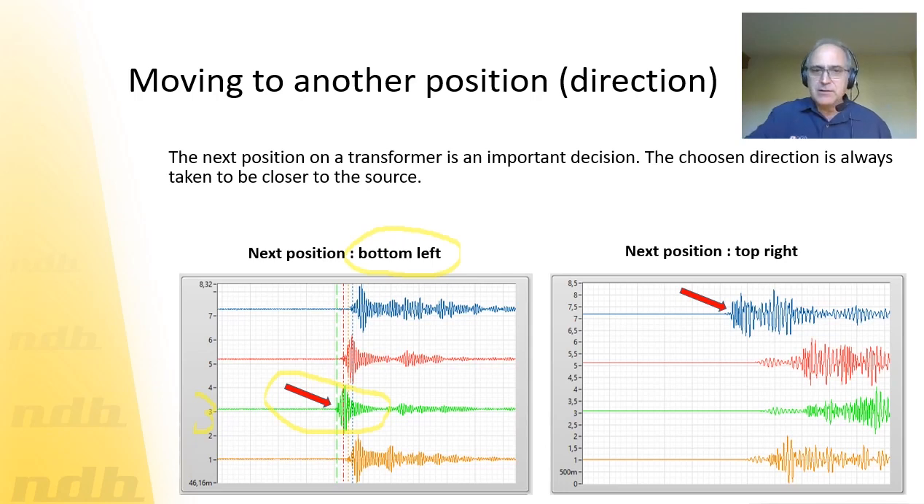This one is different. This is sensor number 1. Sensor number 1 is capturing the acoustic first. So the source is located top right. Don't move bottom left. The goal is to get as close as possible to where the energy is higher. So this is what we are looking for. Okay, moving as close as possible to the source. So this is the direction.